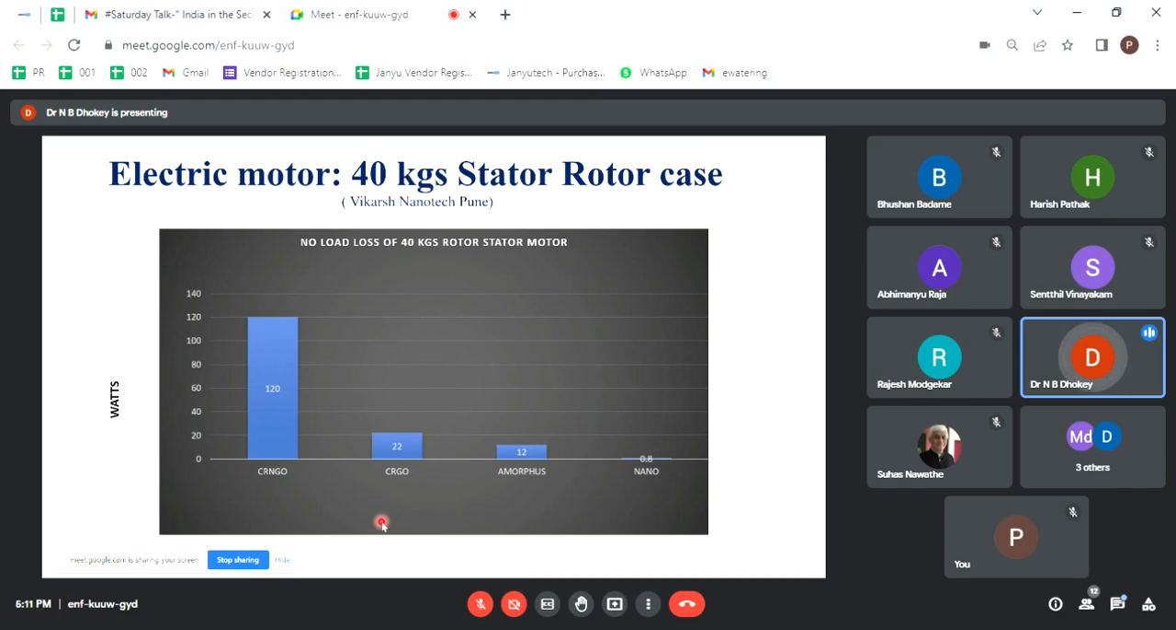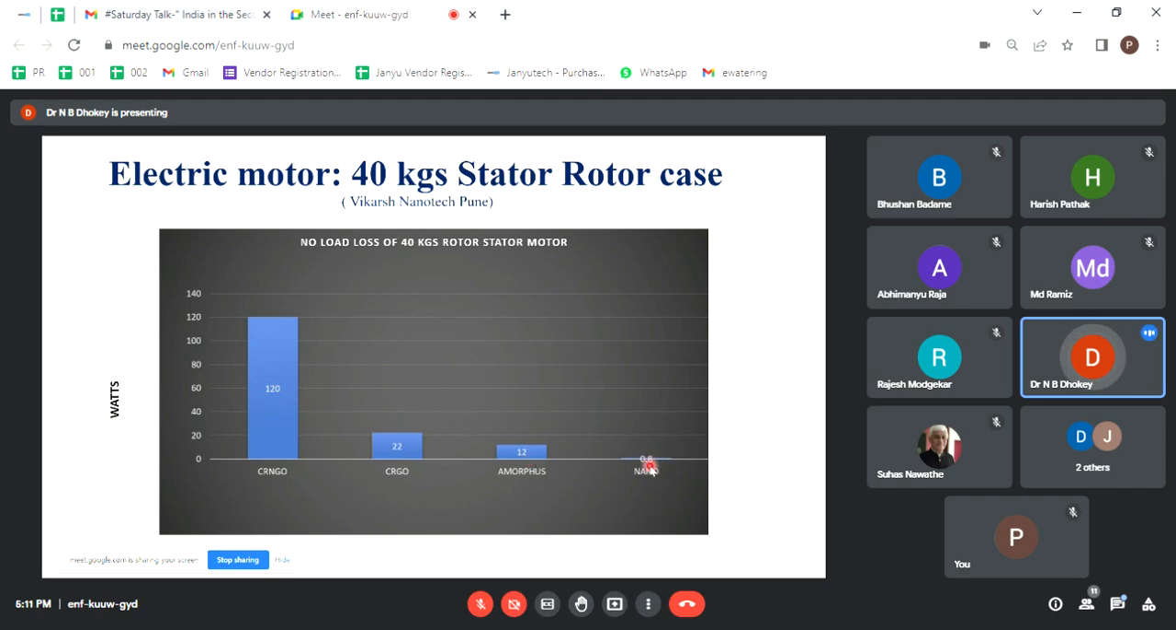In fact, he is a President awardee for commercializing this particular concept of rapid solidification to make a very efficient product. They provided us data: if you use CRGO, cold rolled grain oriented steel, for transformer manufacturing, we can see how much energy goes to waste for 40 kg. It is the least here, at least moderate here, and on the nano scale it is the least.